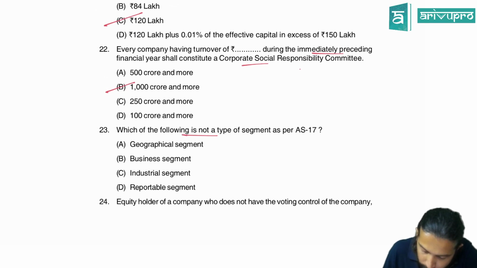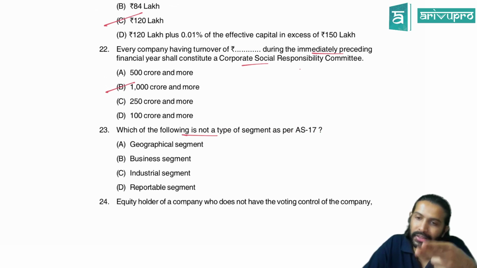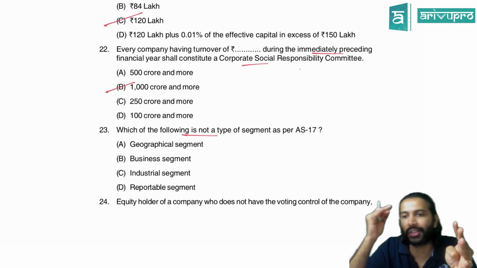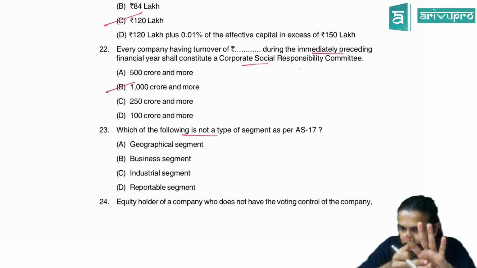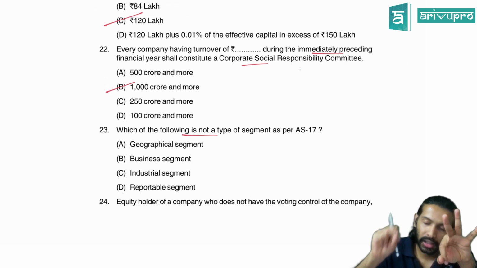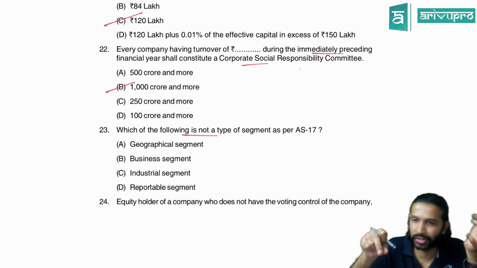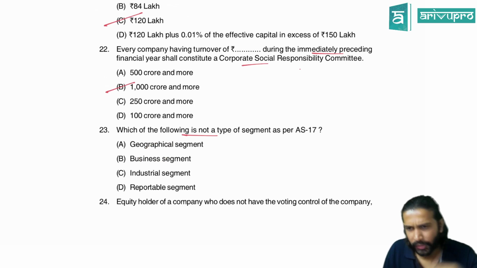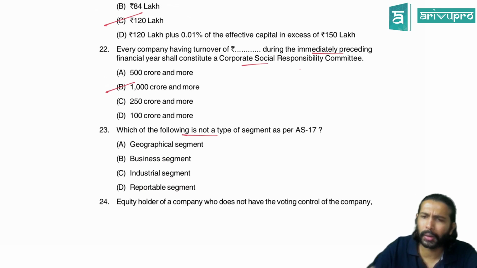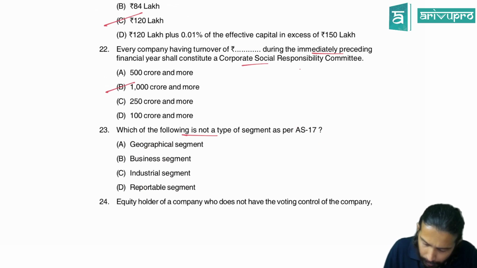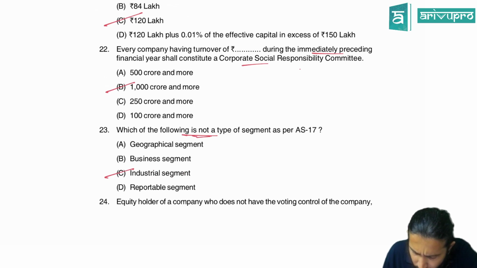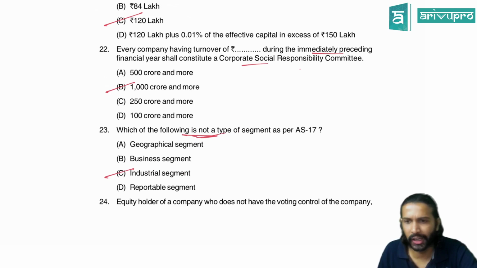Which of the following is not a type of segment as per Accounting Standard 17? There are two types of segments as per AS 17. One is geographical segments, meaning if risk and reward is driven by the area, then it becomes a geographical segment. Another one is business segment. If the risk and reward is driven by the products or services, then we call it a business segment. So business segment and geographical segment are the types of segments. Segments also get reported, so even the term reportable segment is used in AS 17. But have you heard this term industrial segment anywhere in AS 17? No, that is not used anywhere. So this is not a type of segment. So Chennai should be the answer.